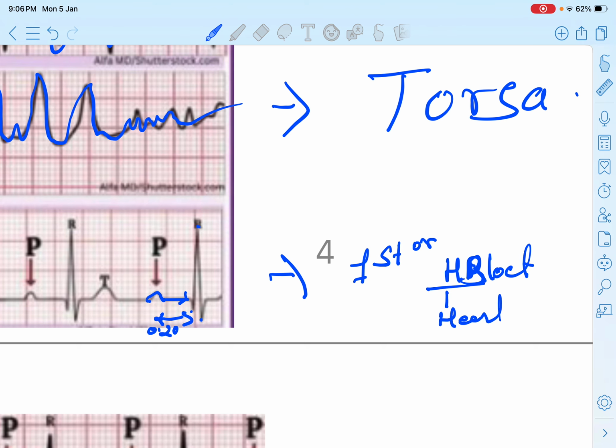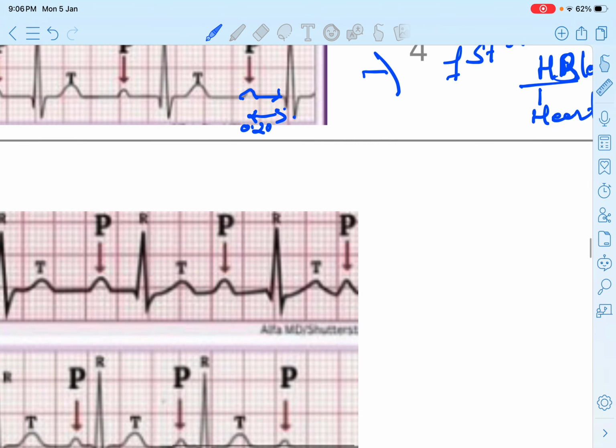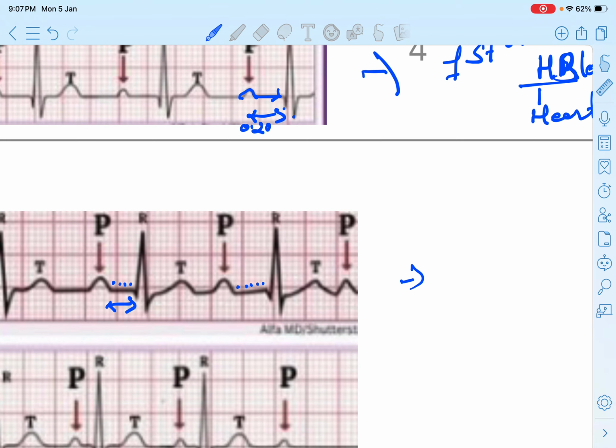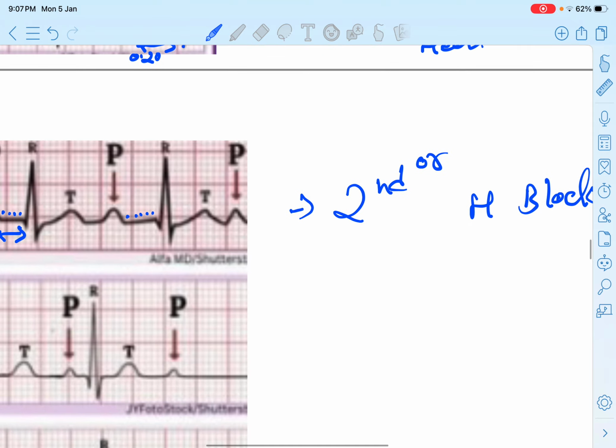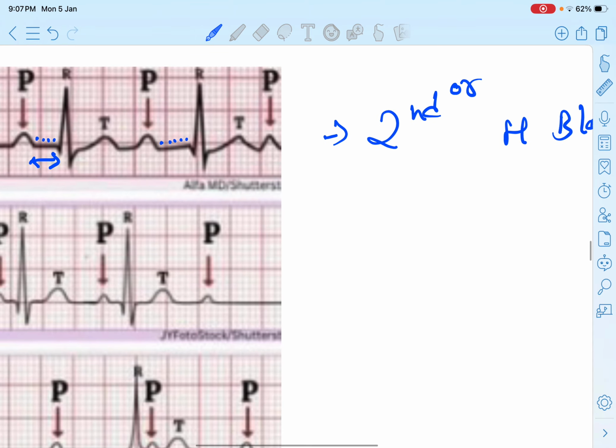H for heart. Okay, now if you notice, how many boxes? 1 2 3 4 5. Again here 0.20. Now repeat, 1 2 3 4 5 6. If you notice the lengthening of the PR intervals with dropped QRS complexes, that is called second degree heart block. It's very simple, guys. I will tell you all now.